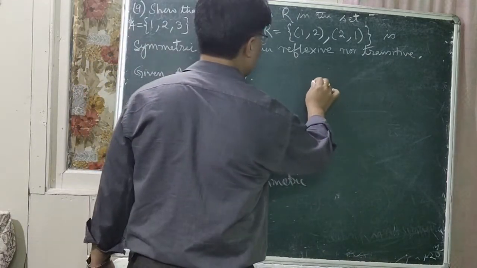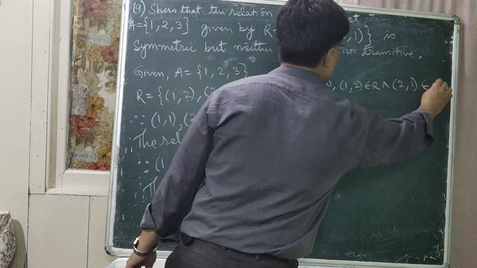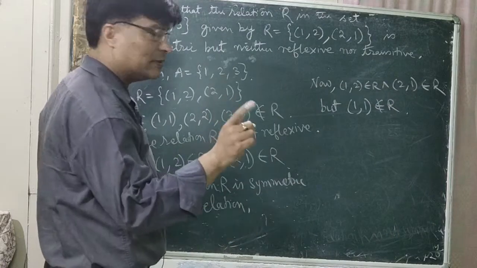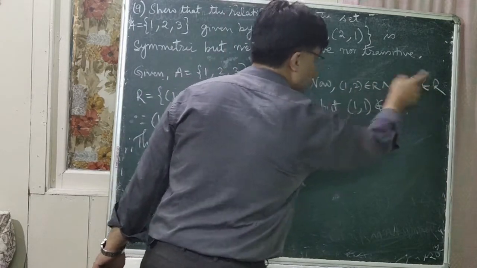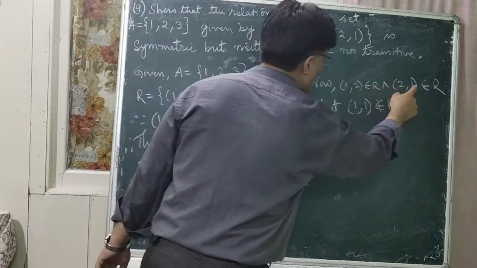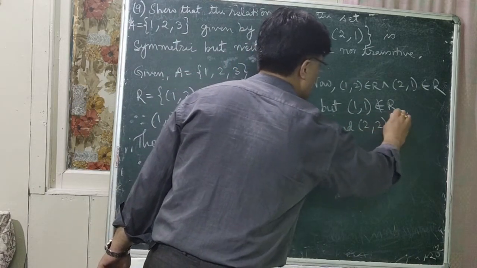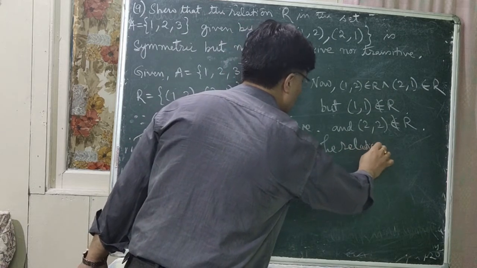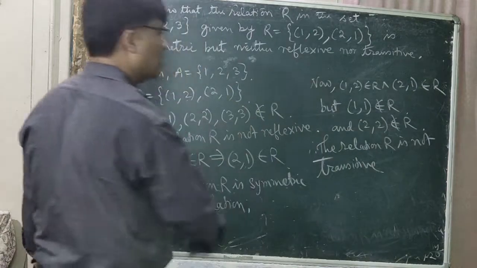So in this case, (1, 2) belongs to the relation R and (2, 1) belongs to the relation R, but (1, 1) does not belong to R. Is that clear? Also, (2, 1) is there and (1, 2) is there, but (2, 2) does not belong to the relation R. So the relation R is not transitive.